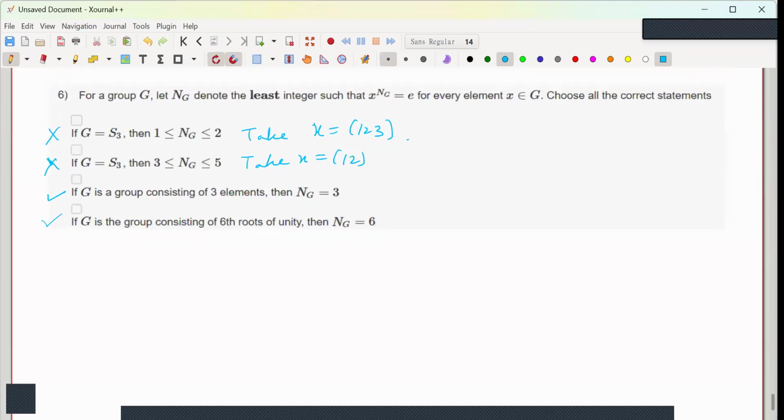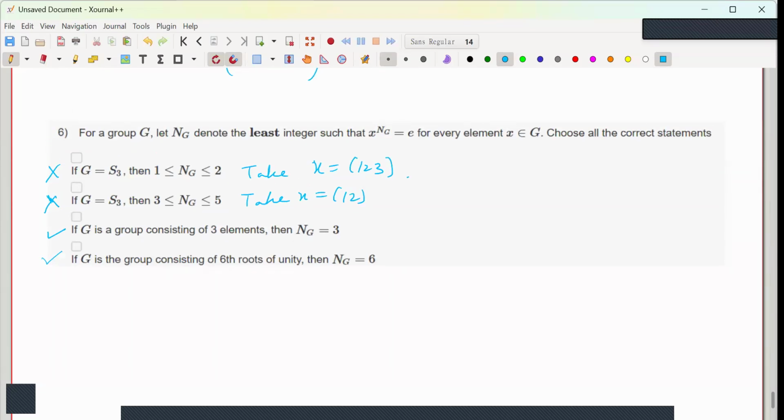Sir, what if I take ng to be 0? That would be sort of the least integer, right? See, for least, we expect that it should be positive. If positive is not there, then you can also go in the negative direction, right? We're just saying least integer. So you can also take -3. -3 will also work. -6 will also work.